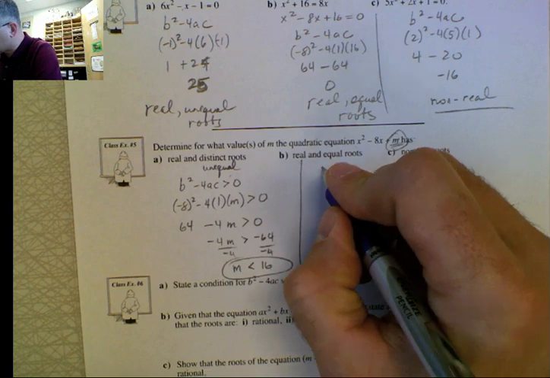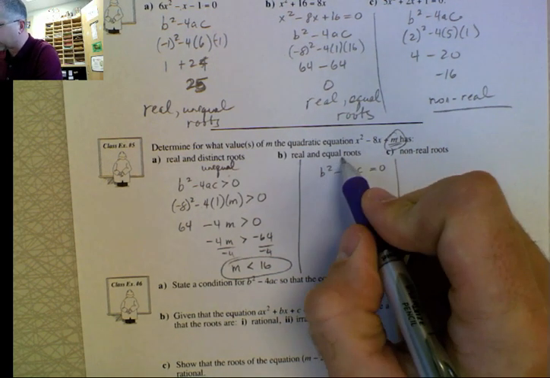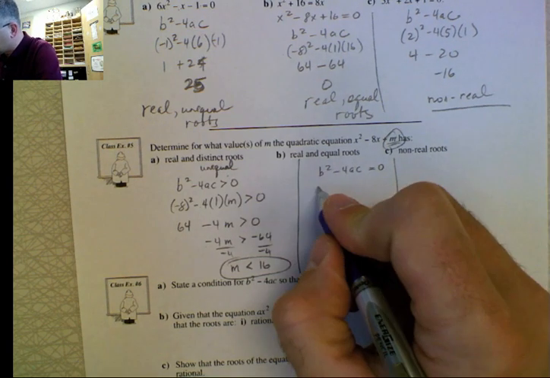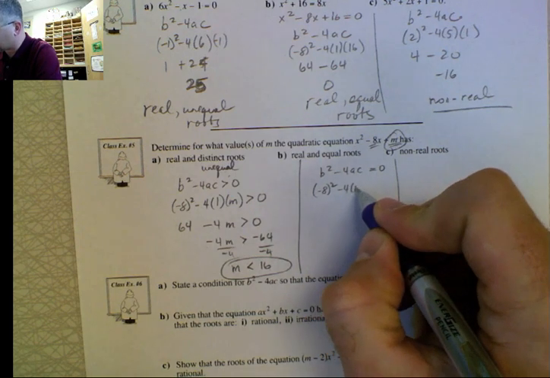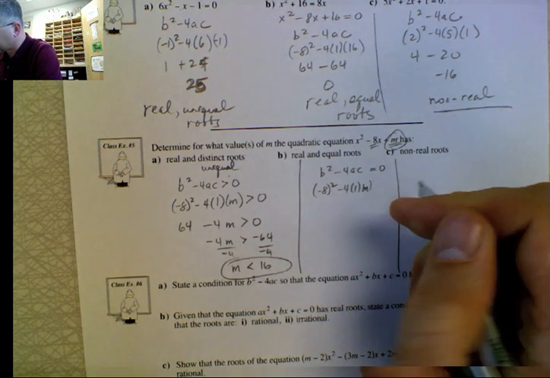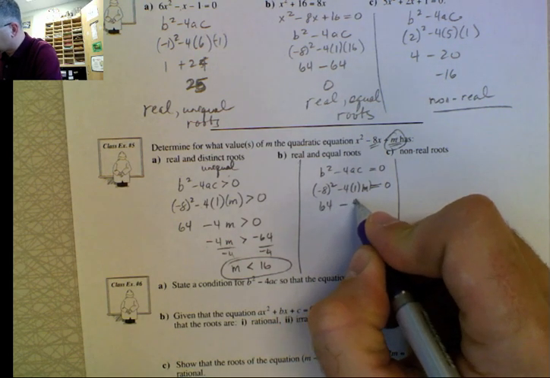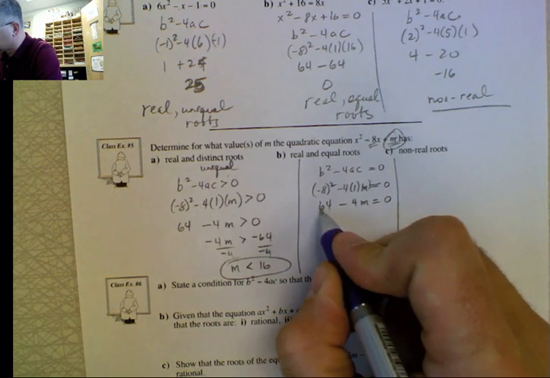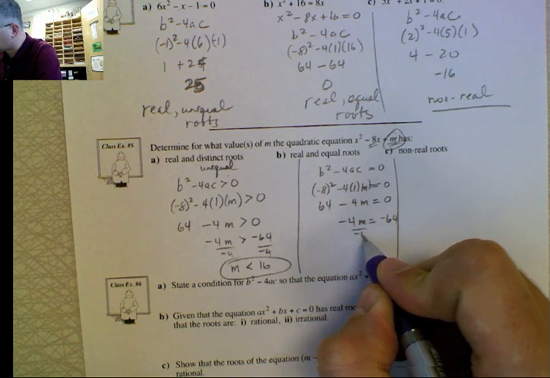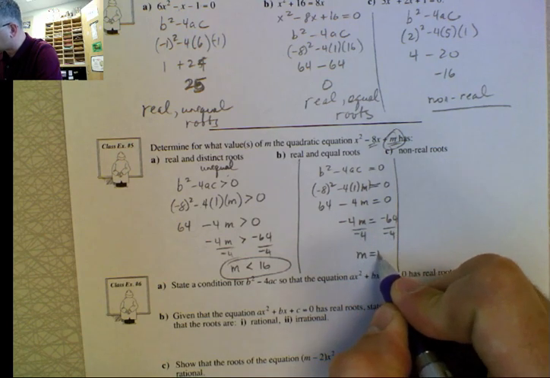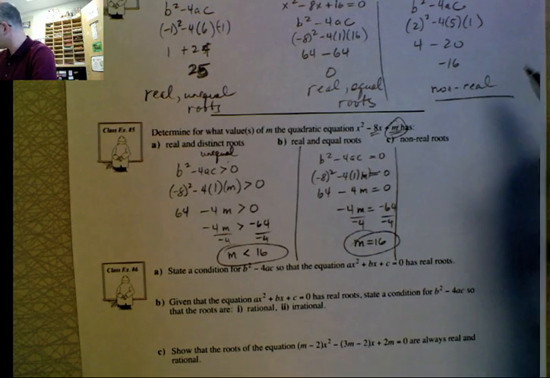The next situation, b squared minus 4ac has to be equal to 0 if we're going to have real equal roots. So we've got negative 8 squared, remember b is negative 8, minus 4 times 1 times m. That has to be equal to 0. So we get 64 minus 4m equals 0. If we subtract 64 and solve for m by dividing by negative 4, that tells us m has to be exactly 16 if we want to have equal roots.